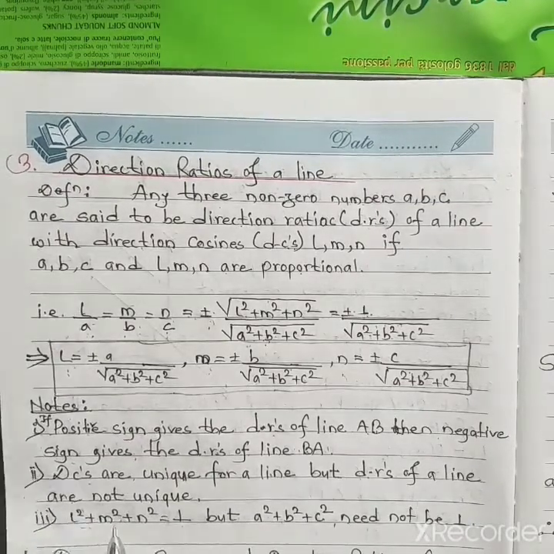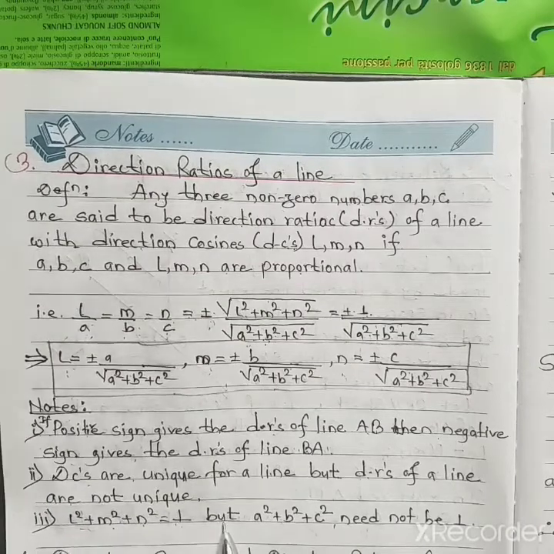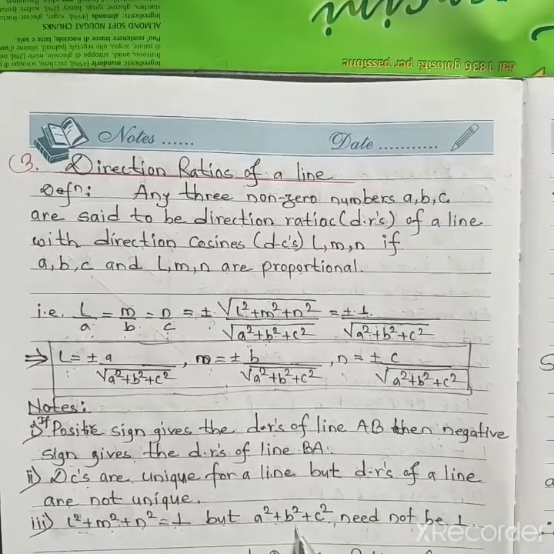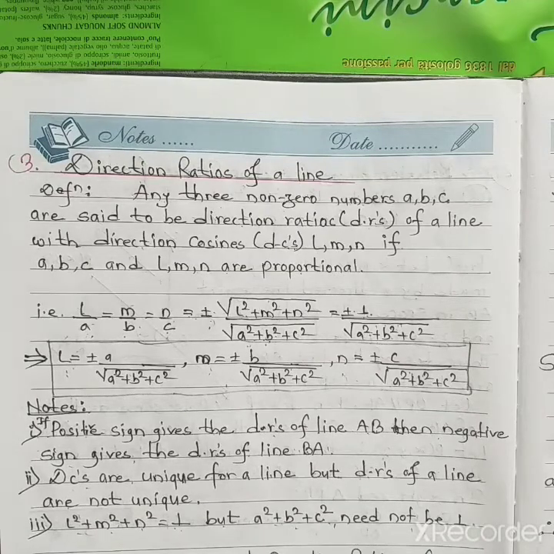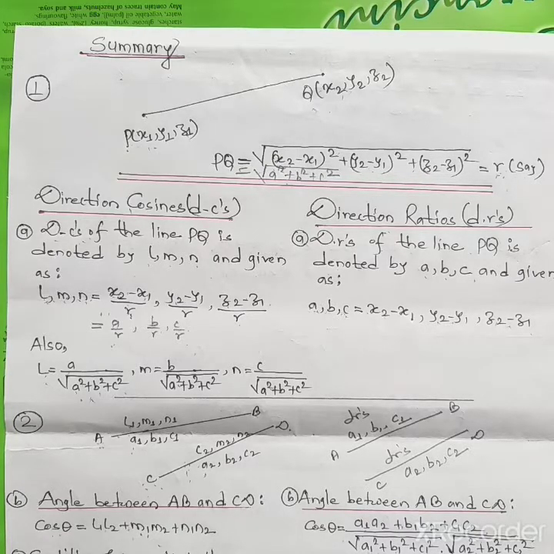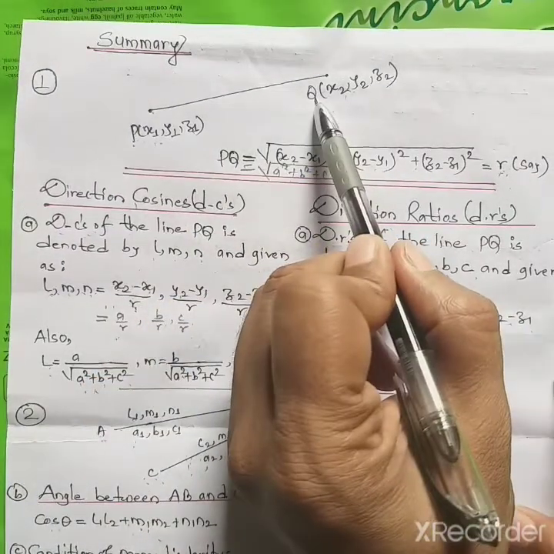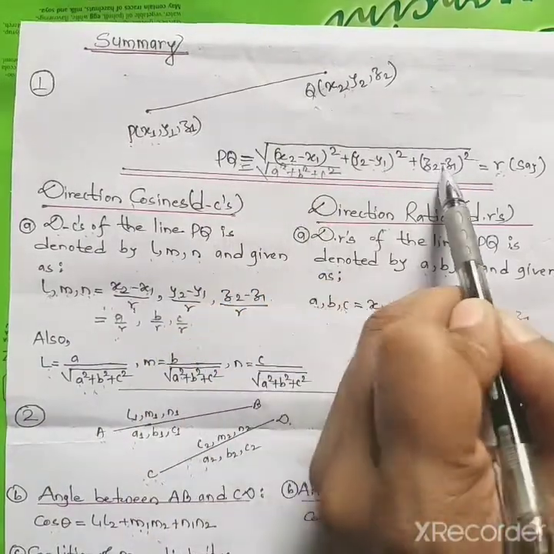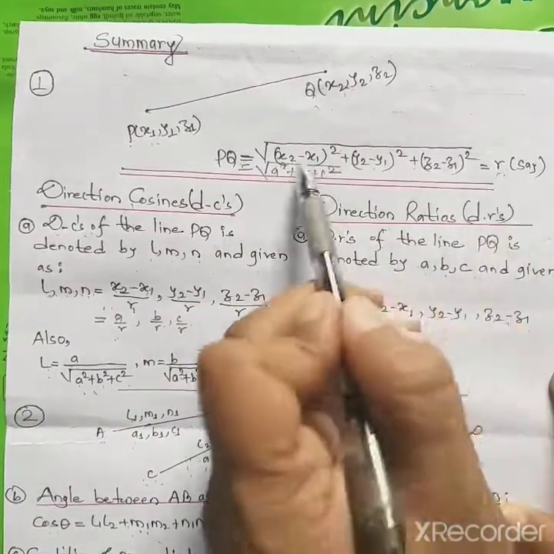l square plus m square plus n square equals 1, but it is not necessary that a square plus b square plus c square is always 1. It might not be 1. If it is 1, then it's fine. Now let's discuss how to find the direction cosines and direction ratios of a line segment when the coordinates of its endpoints are given. Here PQ is a given line segment. First of all, let us find the distance of PQ by using the distance formula. Let us call this r.